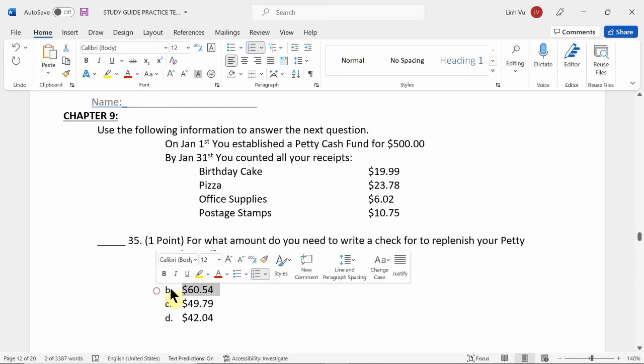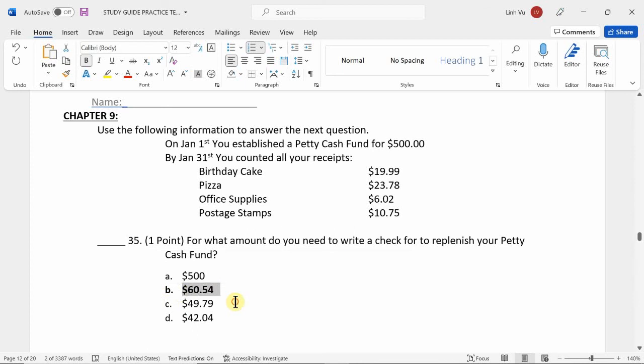B, $60.54. How did you figure this number out? Good, that's correct, right? That's the rule here. To replenish the petty cash fund, you obviously have money in the cash drawer, but you need to replace those receipts with actual cash. So in this case, you calculate the total number of receipts, and you write the check out for the total amount. So in this case, 60.54 should be correct, yes.